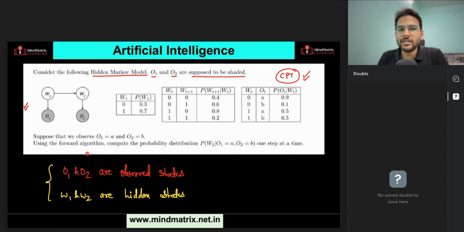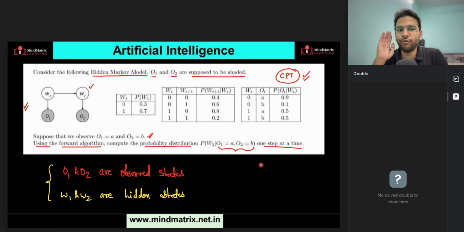Now what else do we have to find out? Using the forward algorithm, certain observed states and parameters are given to you. You need to use the forward algorithm to compute the probability distribution of the state W2, given these particular observed variables, one step at a time. I hope the question is clear to all of you. We need to compute this probability distribution, and it is not a difficult question, just the algorithm.